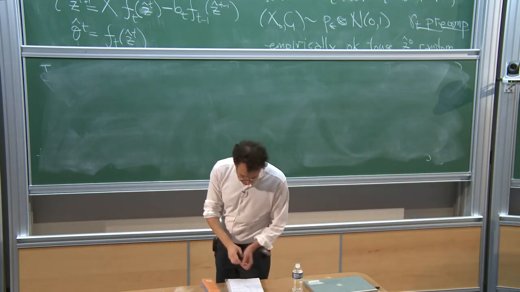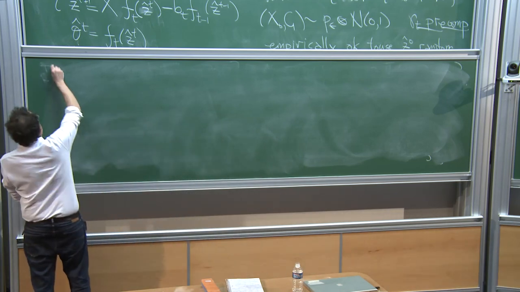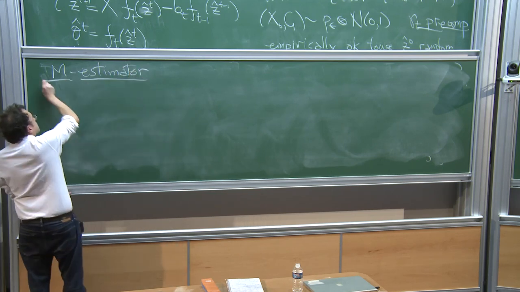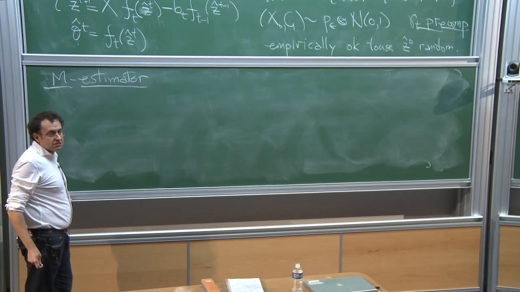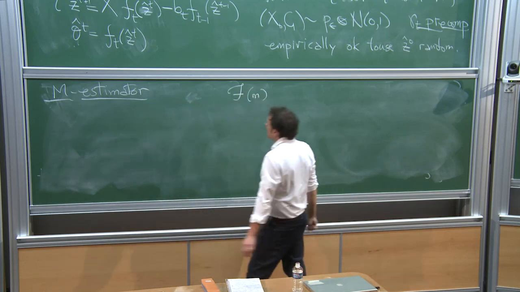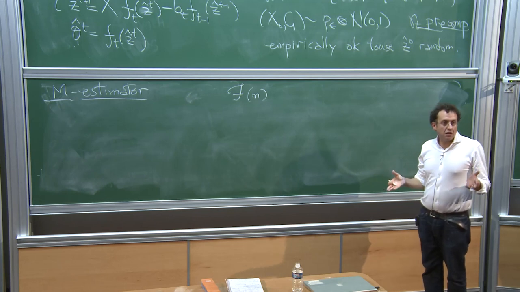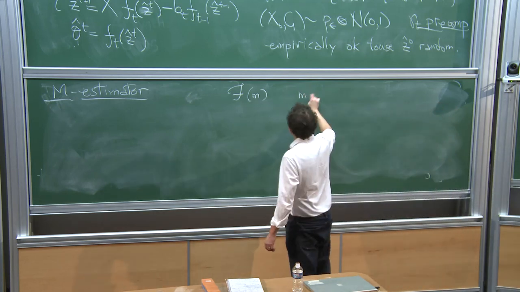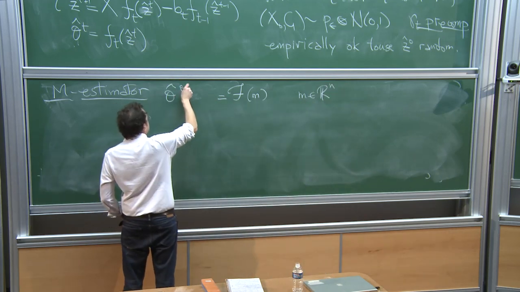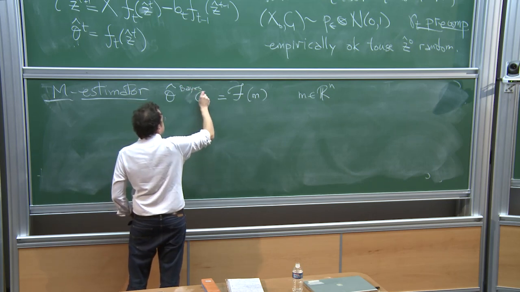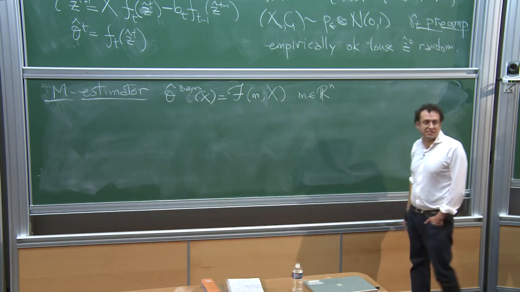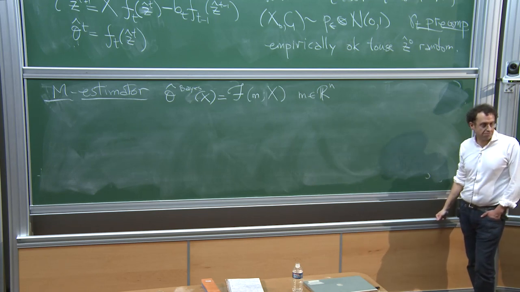So something that everybody likes a lot is what statisticians call an M estimator. So what is an M estimator? It's basically an estimator that comes as the solution of an optimization problem. I would like to construct a cost function f of m in n dimensions, where m is an n-dimensional vector, such that I achieve the optimal performance, so such that the Bayes estimator, theta Bayes, is the solution of this optimization problem. Can I do this?